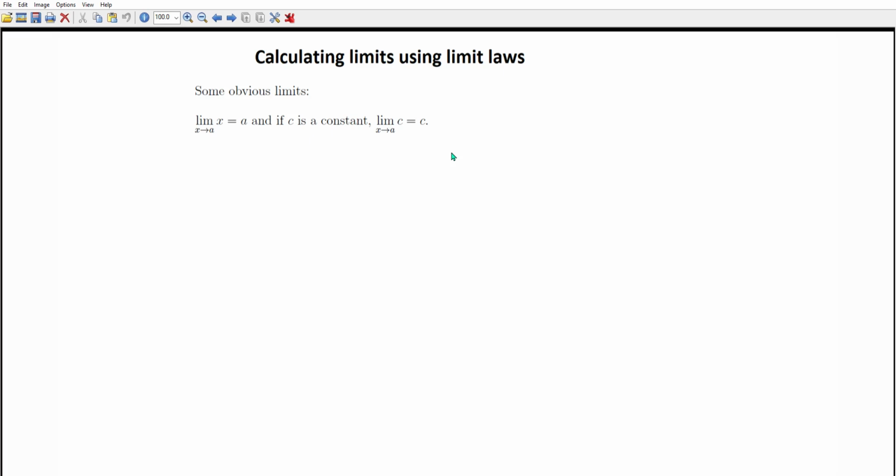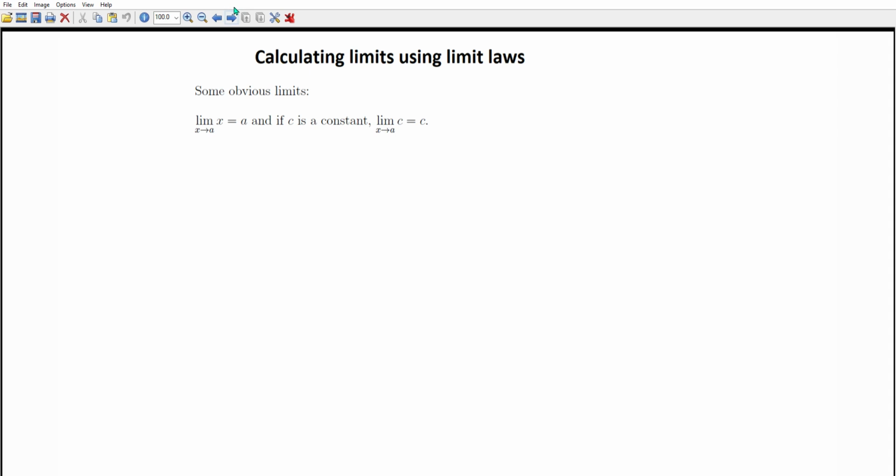Today we will talk about ways to calculate limits and develop some techniques for doing so. First, let's look at a couple of obvious limits. The limit as x goes to a of x is a, which says if x goes to a, x goes to a. And if c is a constant, the limit as x goes to a of c is c. The constant is unaffected by the value of x.